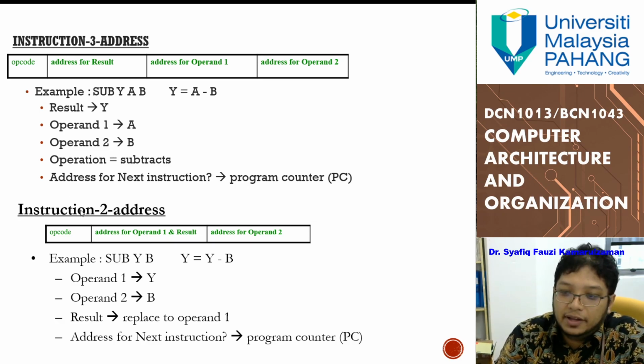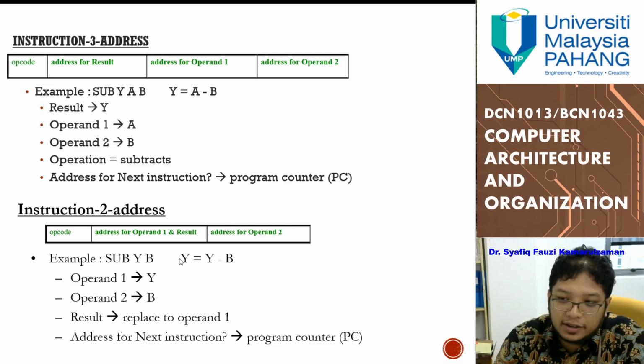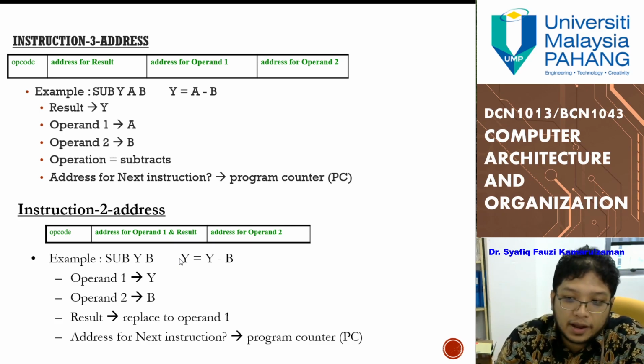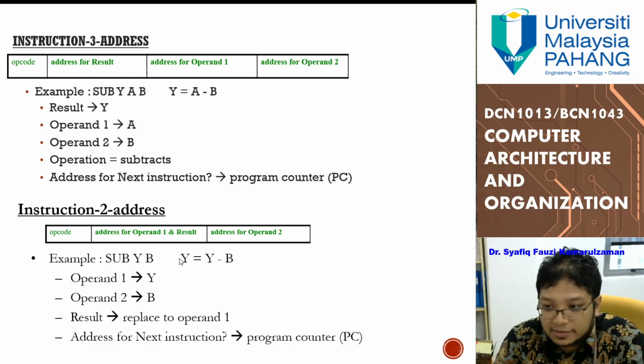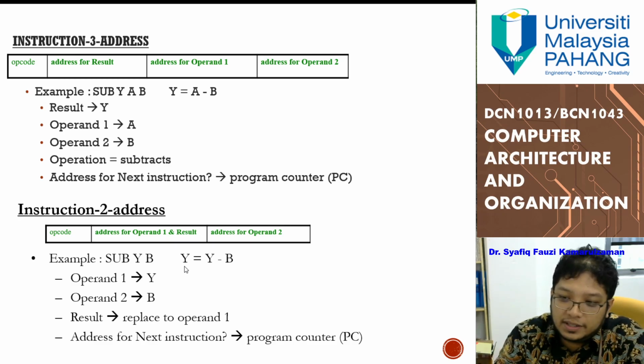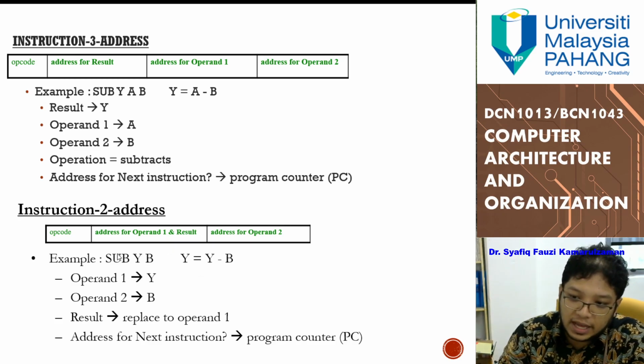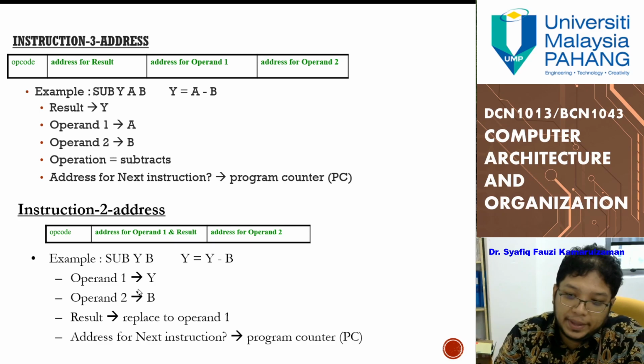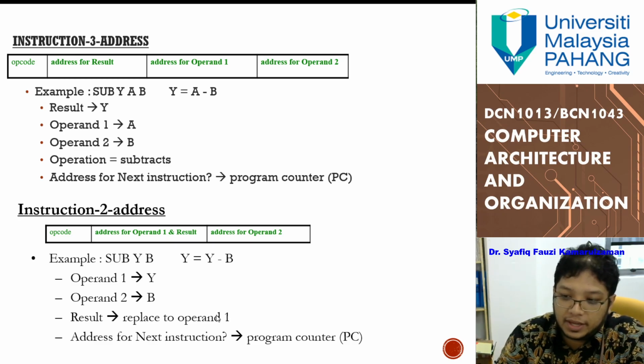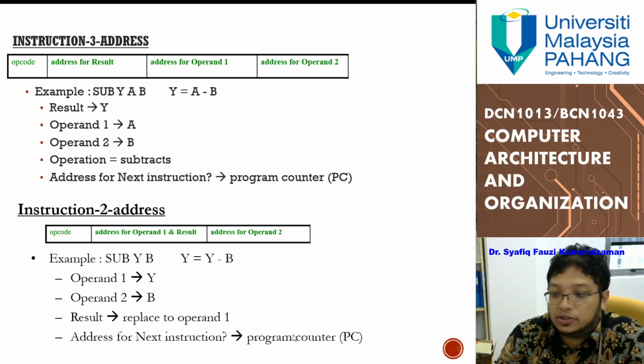Then you have the instruction with 2 addresses. Here, operand 1 and the result are in the same location. For example, y equals y subtract b, the code is sub y b. It means operand 1 is y, operand 2 is b, and the result will replace operand 1. The address for the next instruction needs to be referred to the program counter.